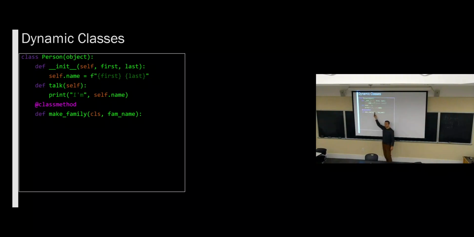What is this going to be, most likely? Person. Yeah, capital P person. This is going to be the class as a variable.